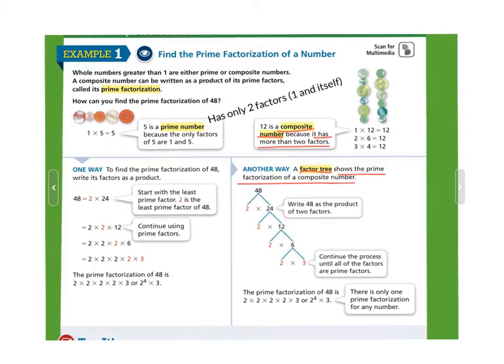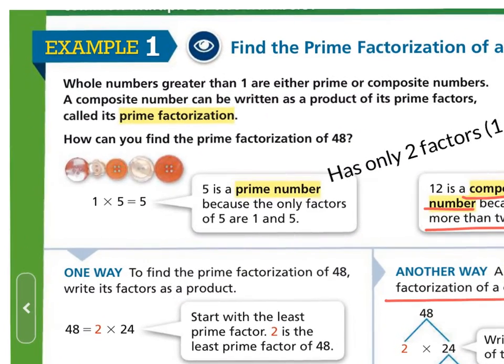So example 1, whole numbers greater than 1 are either prime or composite numbers. A composite number can be written as a product of its prime factors called its prime factorization. So prime factorization, we have a number written as a product of its prime factors. So if you look, it says, how can you find the prime factorization of 48? Before we get into that, here's some definitions.